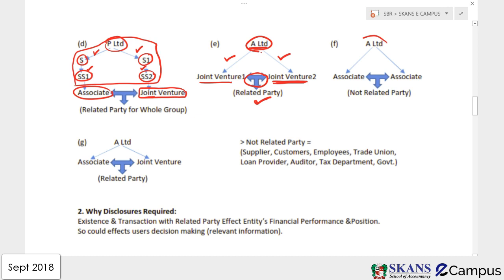Then guys, if there is one entity, A Limited, that has an associate, and has another associate, just assume this is associate 1 and this is associate 2. For A Limited, both the associates are related parties, but the relationship between them will not be a related party. So if we have two associates of one entity, these two associates are not related parties, guys.